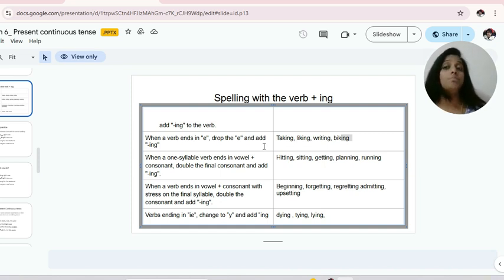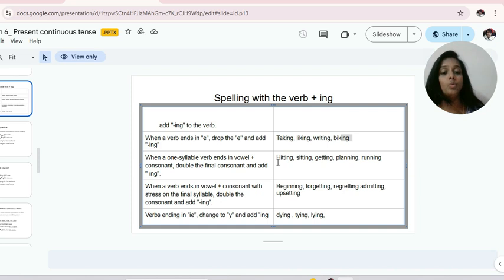There are so many spelling rules in English and you can see a few of them here. When you encounter any one syllable word, if it ends in vowel plus consonant, you need to double the final consonant and add ing. This one we call doubling the consonant. Whenever you find any one syllable word that ends with vowel plus consonant, double the consonant and add ing.